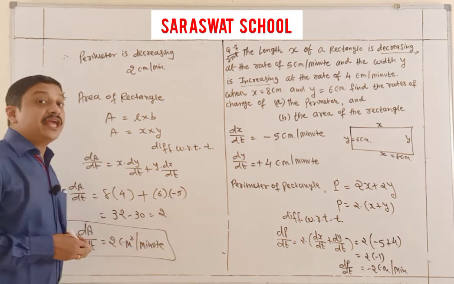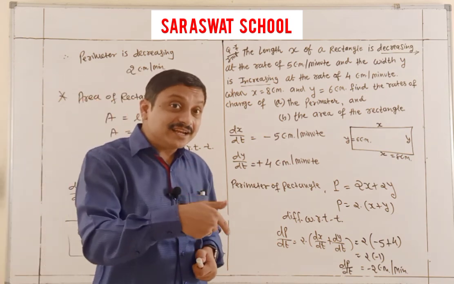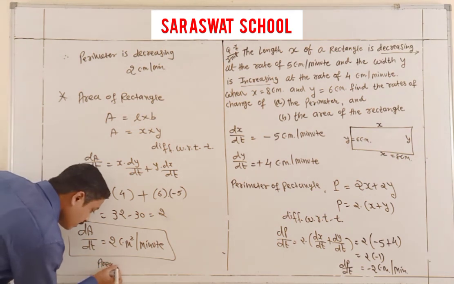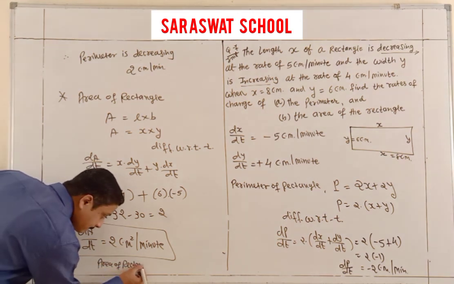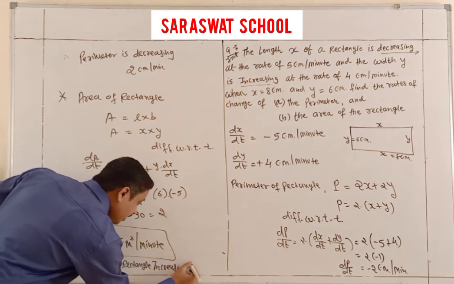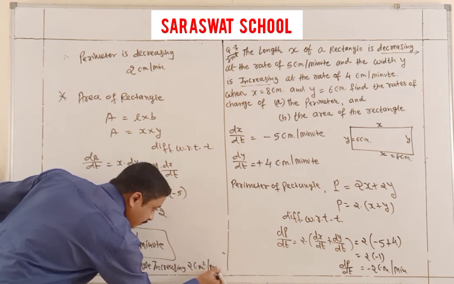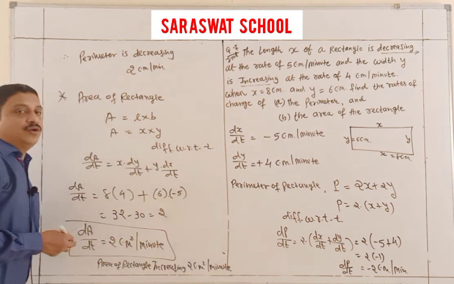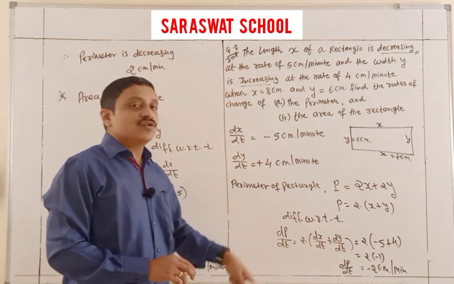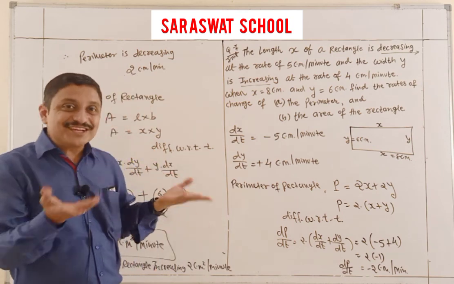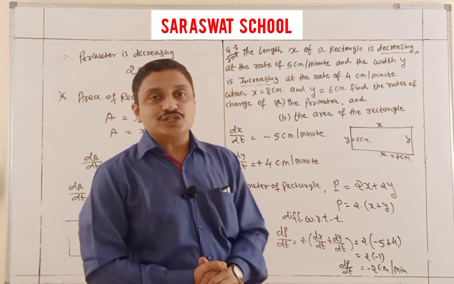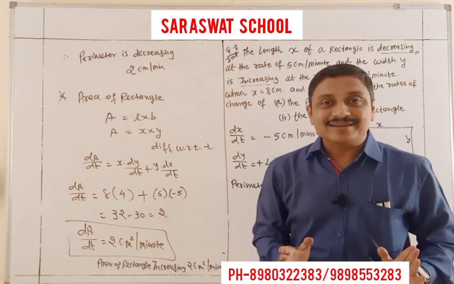This is your area changing. Area is increasing here. So at last you write down, area of rectangle is increasing at the rate 2 centimeter square per minute, if your x is changing at minus 5 and y is changing at 4 centimeter per minute, students. This is the numerical IMP. Yes, students, here question number 7 up to this part is done.